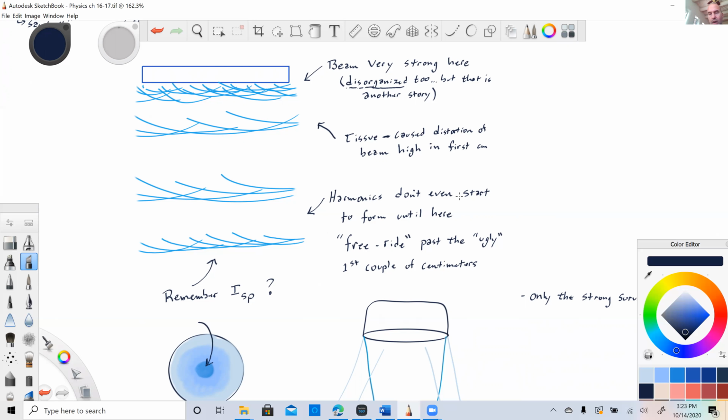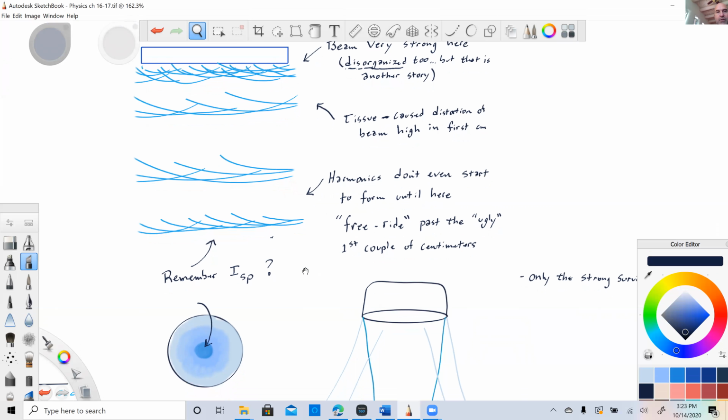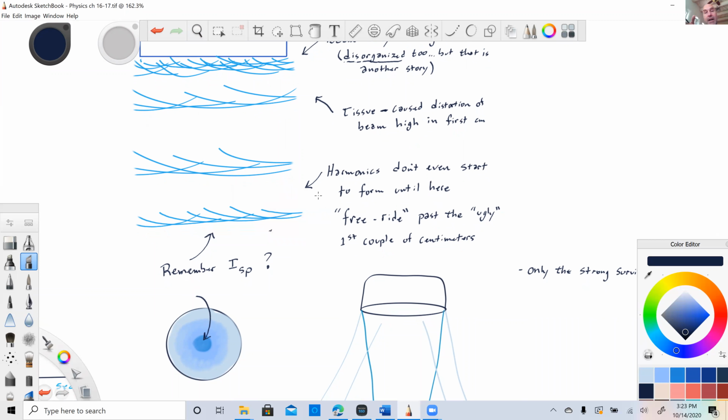Harmonics don't even start to form until farther down. So what he says in his book is that the harmonic kind of got a free ride past the ugly first centimeter or two. Okay, I'm not disagreeing with that. I would just only add that it also got a free ride because it got down there with a lower frequency. The lower frequency brought it down with little attenuation. Then it starts to develop harmonics. So harmonics do not form immediately. It takes a little bit of time.